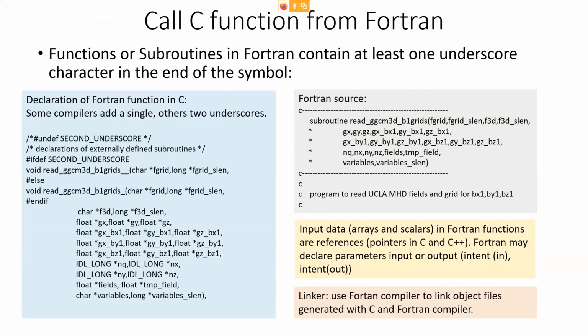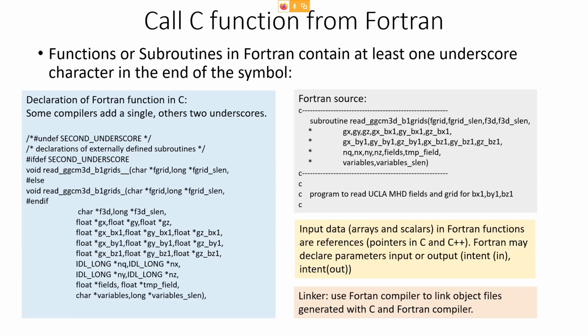So on the left side in the blue, there's the appropriate declarations in the C compiler or C source code. And you notice that at the top here, there's two declarations, one with two underscores at the end. So this symbol name B1 read GGCM 3D B1 grids can either be followed by a single or a double underscore. That depends on the Fortran compiler. And you can even, I think, modern compilers can be directed to supply only one underscore or two underscores. And so you have to declare it with this additional underscore so that's how the symbols are created in the object files from this Fortran compiler.